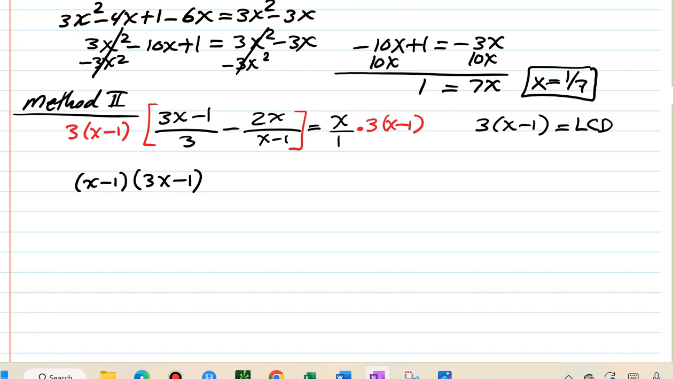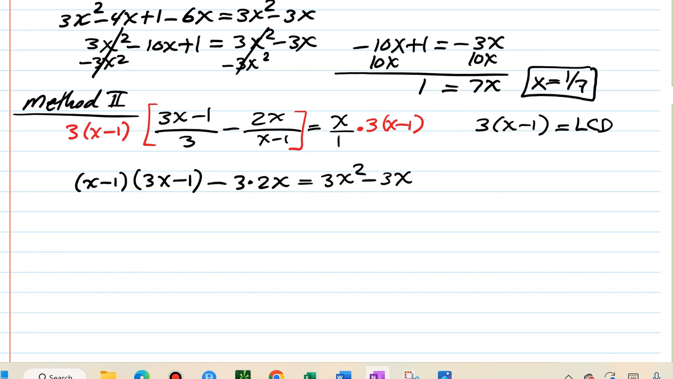And then we're going to do it again to the second fraction. Here's the LCD. We're going to multiply by this fraction. When we do, the (x minus 1)'s now cross out. So that's just going to be 3 times 2x. Correct? And on the right side, we have 3x times (x minus 1). It becomes 3x squared minus 3x. Distribute to the right. And there you go.